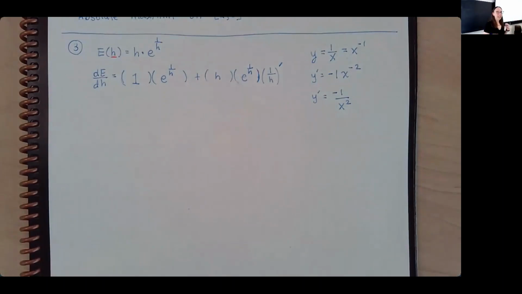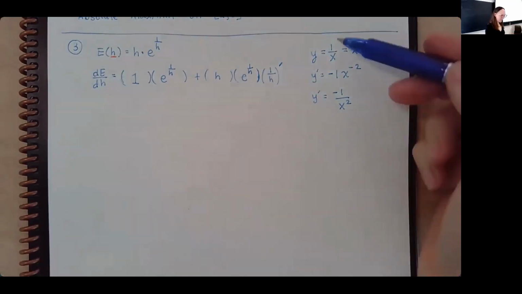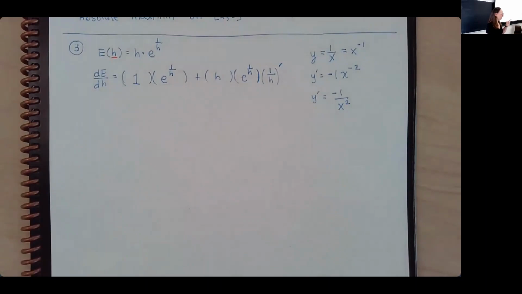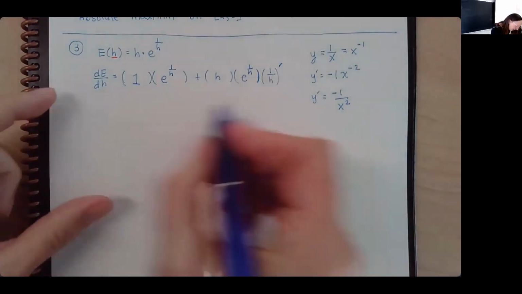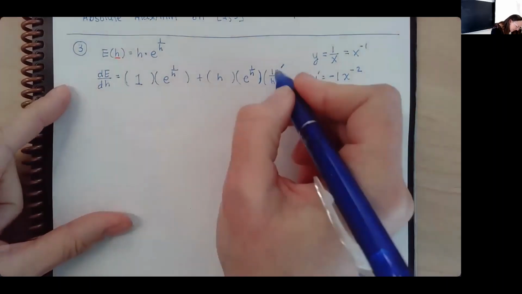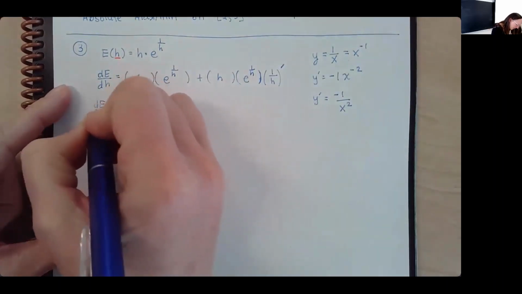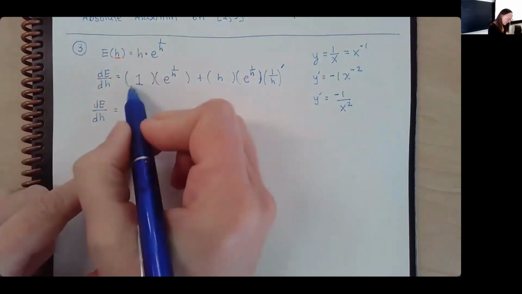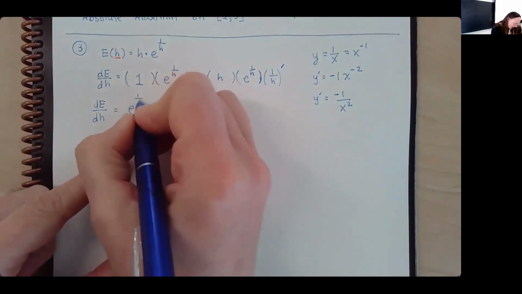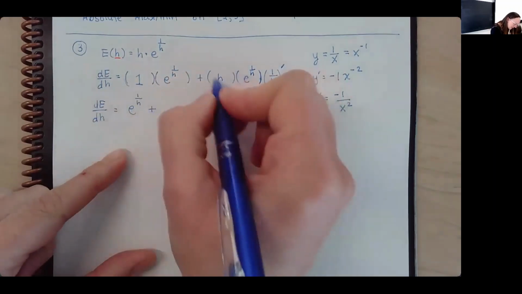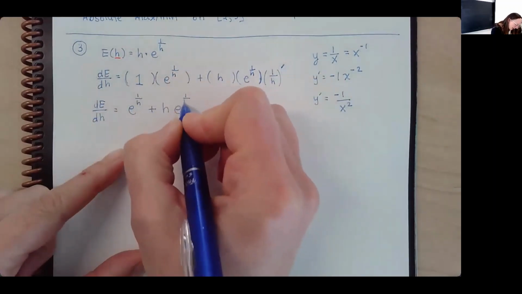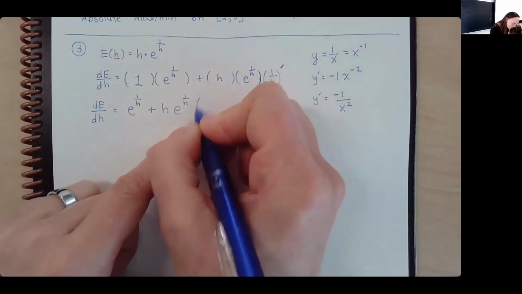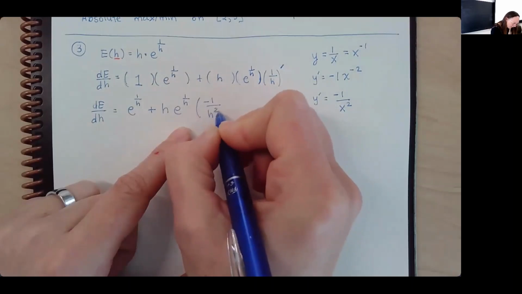And if you can take some of the simpler ones and commit them to memory, like if you've got enough hard storage memory in your brain at the moment, which you might not, but if you do, committing some of those smaller ones to memory just saves up a little bit more time to work on other parts. So now I'm going to take that and essentially stick it in right here, but I'm going to switch it around to be our nice variables. 1 times e to the 1 over h, I'm just going to write as e to the 1 over h. Plus, and then this part, I've got h, e to the 1 over h, and then times negative 1 over h squared.